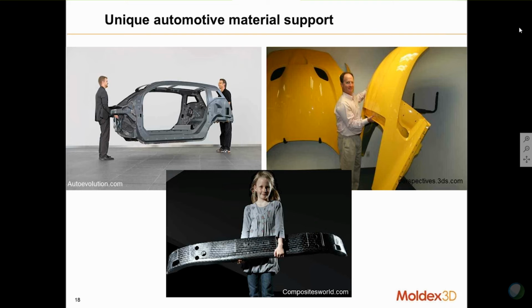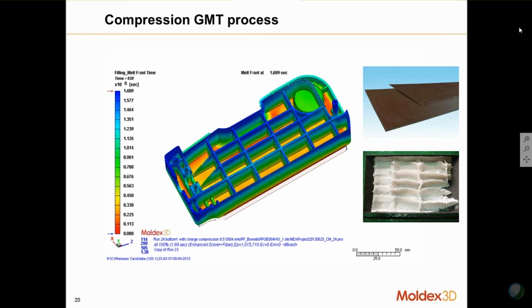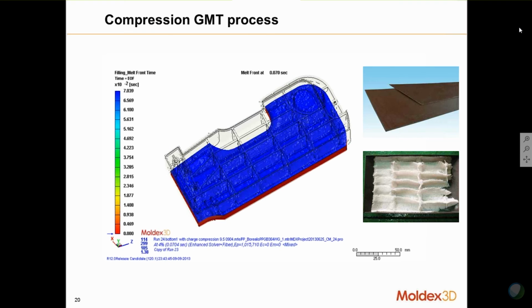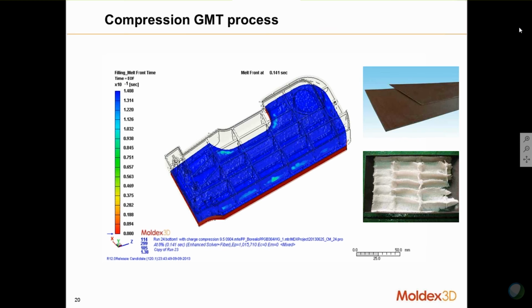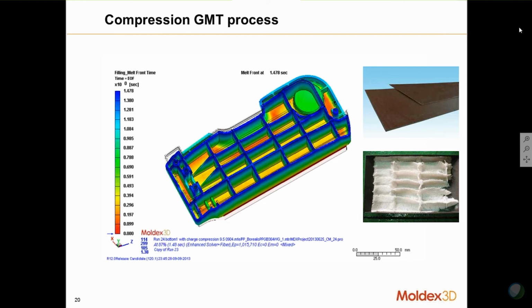For these composite materials, we also have testing capabilities. And for our simulations, we can simulate basically from unreinforced fibers, short fibers, all the way to a mat and a fabric. So that means we also have certain capabilities for these simulation modules. This is a compression module using the gas method thermoplastic. The raw material is a sheet, it's no longer a pellet. The compression action will squeeze your melt, which contains a lot of fibers, into these ribs.